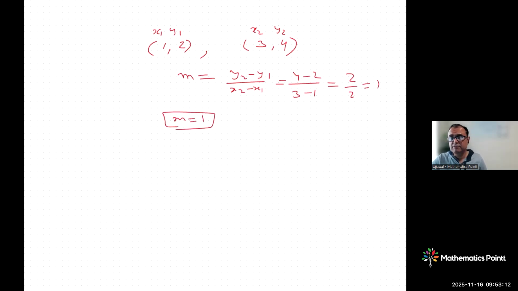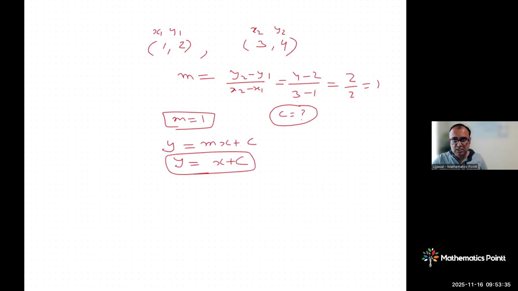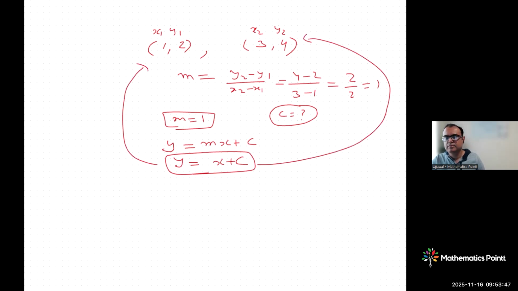Now, hang on. I don't have the y-intercept here. I don't know what c is. Let me write it down. Y equals to mx plus c, which means y equals to 1x plus c. Now, how do I find this c? The easiest way, and hear me out loud and clear, the easiest way to find c is plug any 2 points that are given to you in this equation and find c.